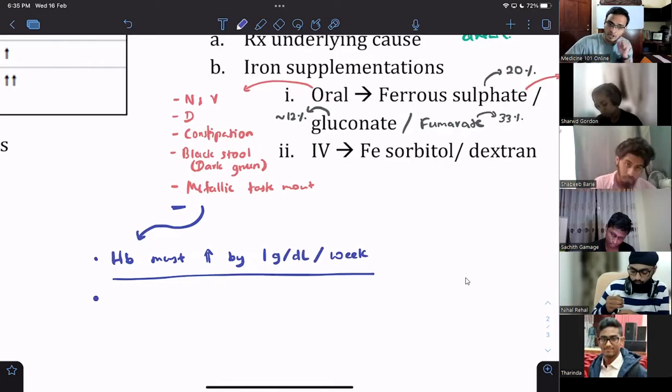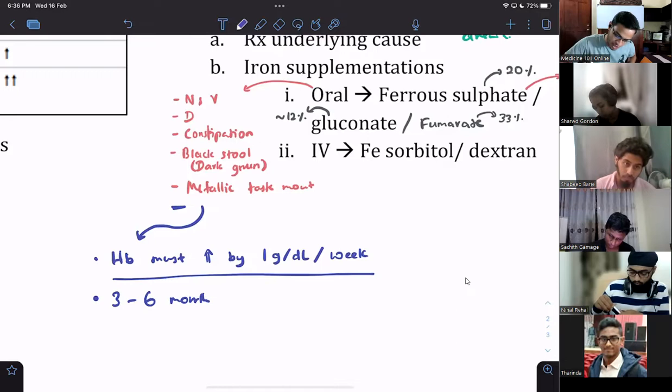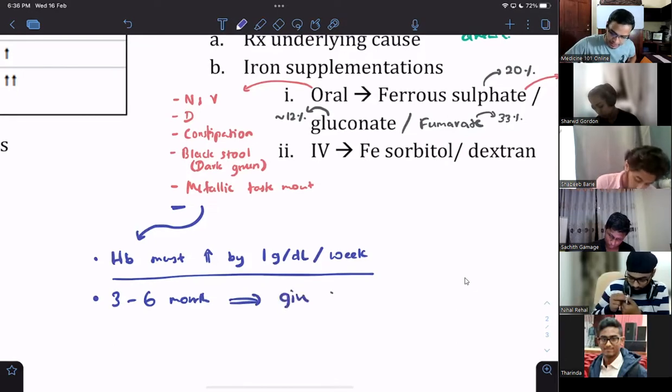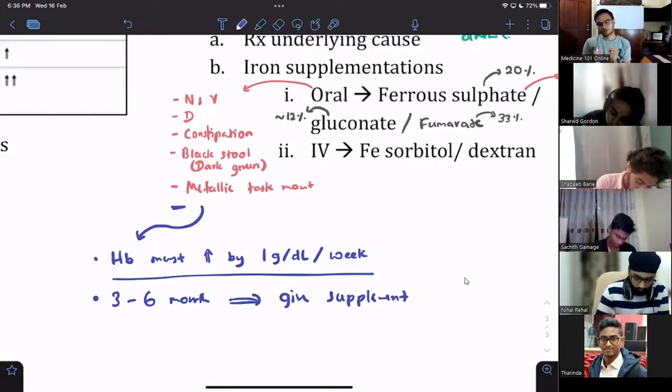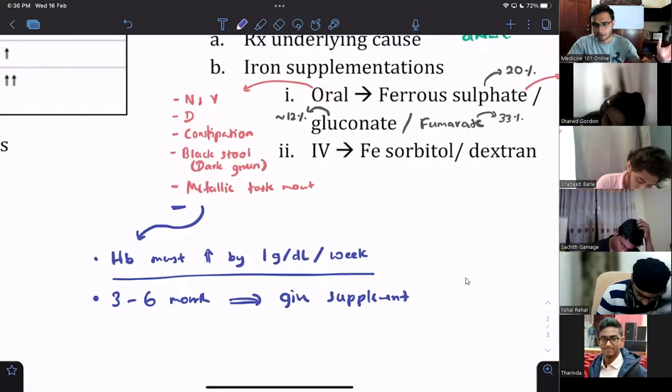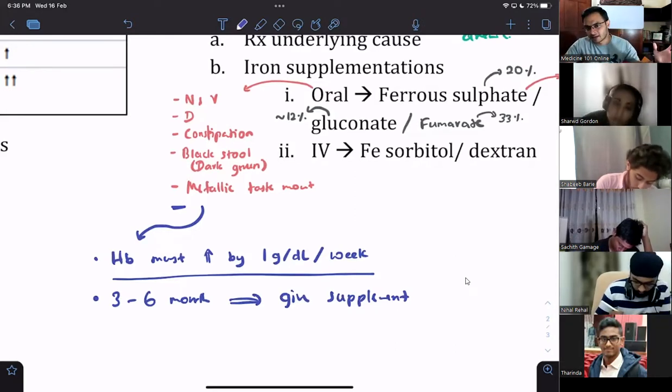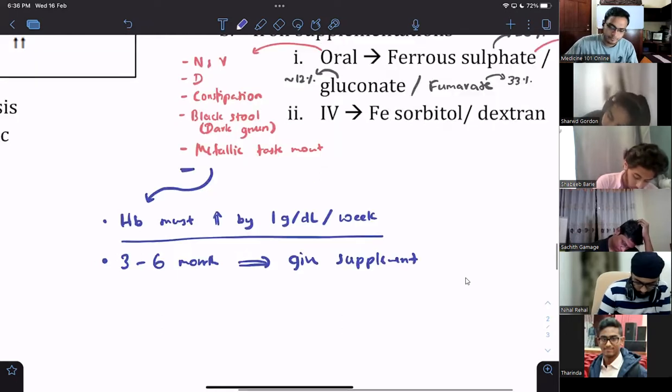So guys, you do not stop. Although the hemoglobin reaches normal levels in the patient's blood, do not stop iron supplementation up to 3 to 6 months, guys. You have to give supplementation to replenish the stores. Why are stores so important? We have already talked about the recycling, how little is coming from the diet, the rest of it is all a job from the stores. So you have to replenish the stores, right?